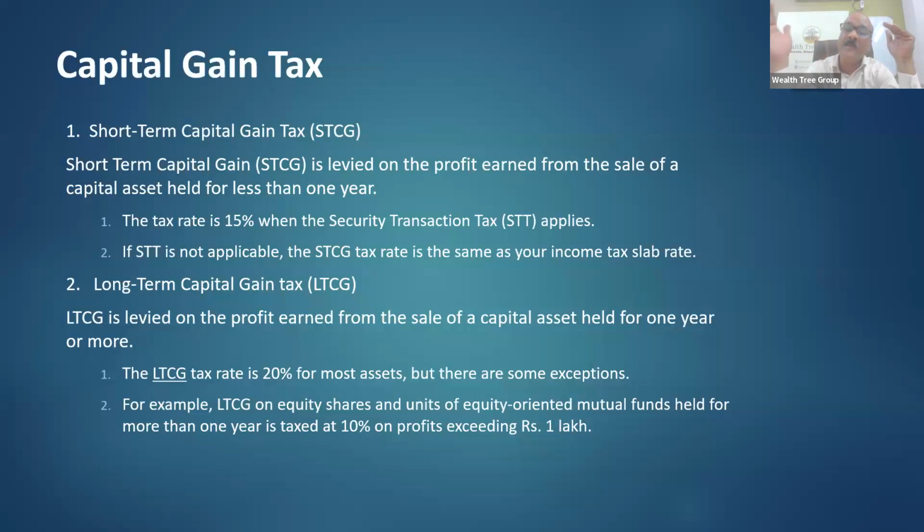Apart from all other heads, the head which is complicated, and people don't understand, is the capital gain head. In the capital gain head, there are two kinds of taxes available: short-term capital gain tax and long-term capital gains tax. What is the short-term capital gain tax? It is levied on the profit earned from the sale of a capital asset held less than 1 year. If you are buying a property or a house, or some shares, and you sell below 1 year, that attracts short-term capital gain tax.